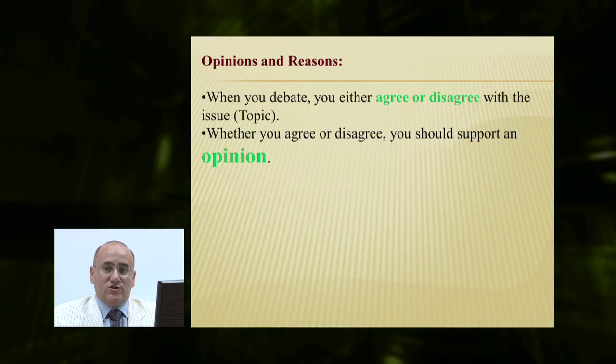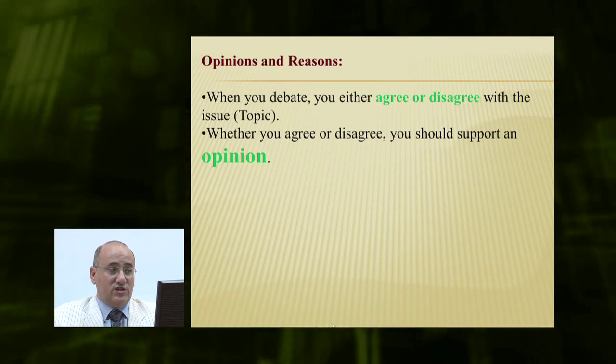Now, as I told you, all the matter is about expressing opinions and reasons and supporting your reasons and opinion. Now, let's consider reasons and opinion. When you debate, you either agree or disagree with the issue or topic. Whether you agree or disagree, you should support an opinion.